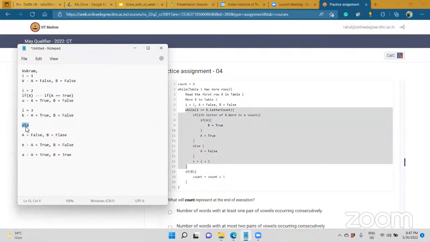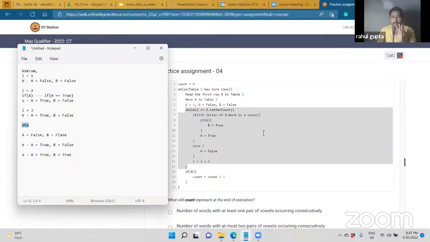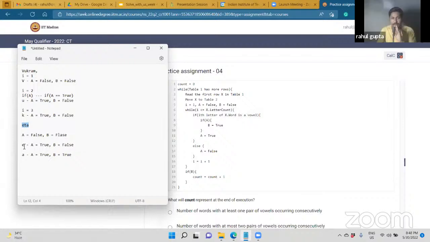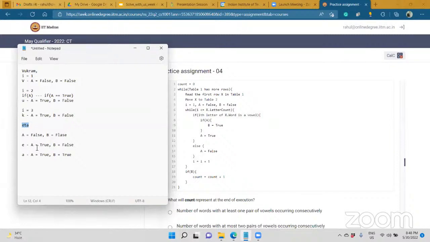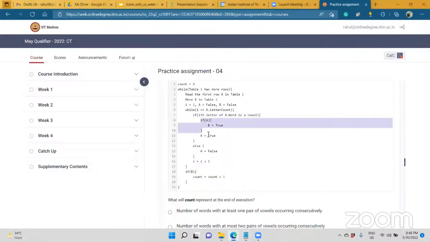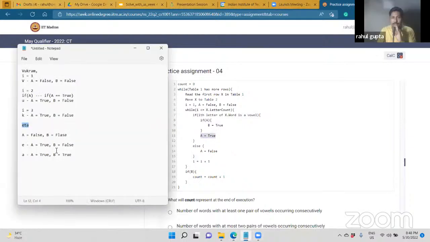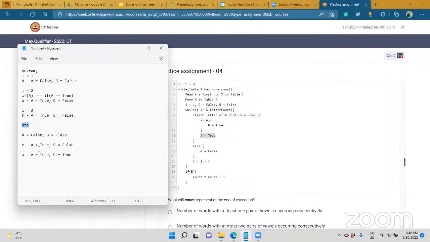Okay. Now again we will do the same process, right? So at first A equals false, B equals false. And then E is a vowel, but A is already false, so we'll not enter into this loop and we'll directly go to line number 11, A equals true. Super. And then T is also a consonant, so we will again not enter this loop and go to the else, A equals false. Okay.